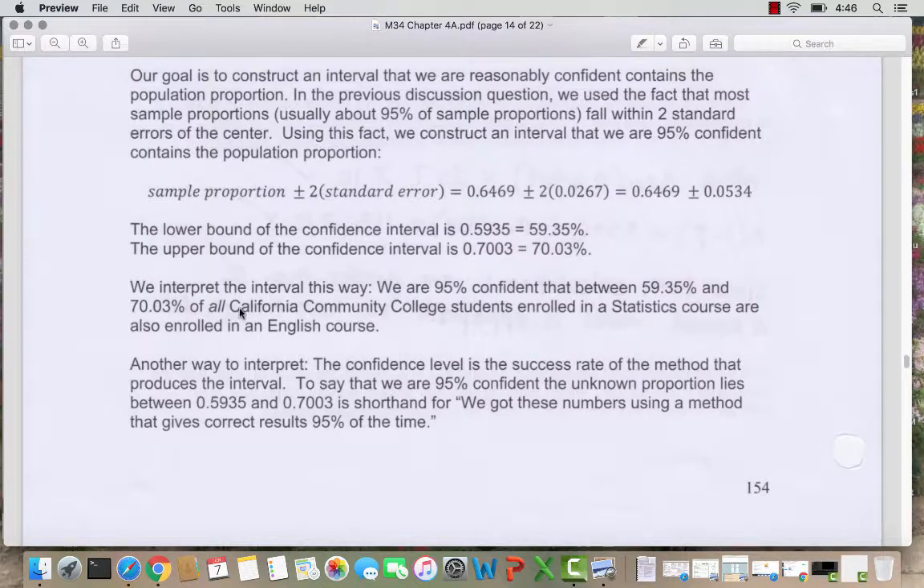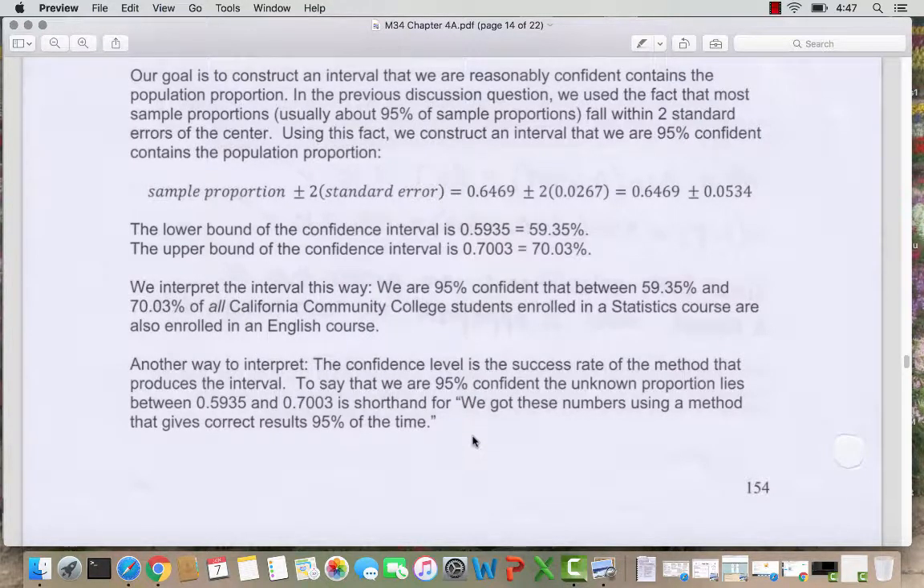And the other important feature here is that our prediction is about all California community college students. We already know about these 320 students in the sample, so they would not be who we're making the prediction about. Our prediction is about the whole population of California community college students. So it's important to make that very clear that you're predicting about the population value, what we call a parameter, in your interpretation.